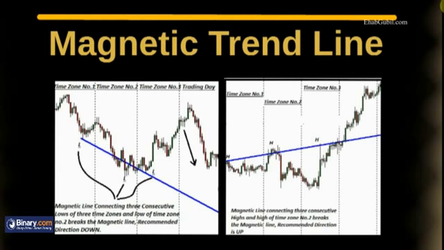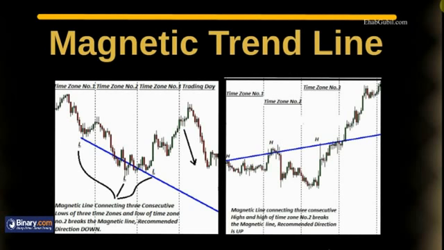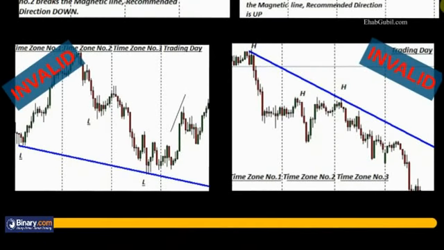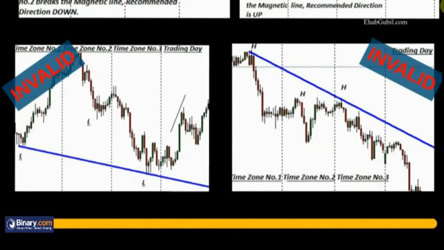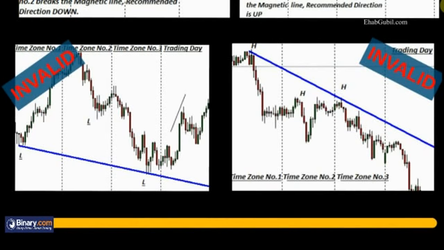This means that if the second point breaks the magnetic line, this will be a valid magnetic line. If the second point fails to break the magnetic line, it will be a failed magnetic line. As we can see in failed magnetic lines, the pivot point of time zone number 2 failed to break the magnetic line, so it is not a valid one and we don't depend on it in trading.